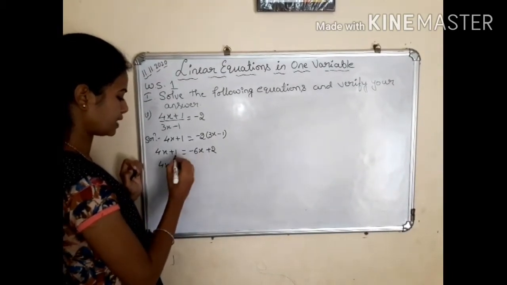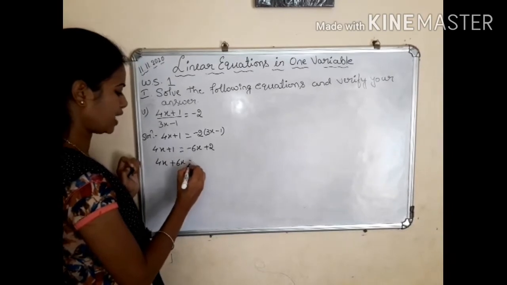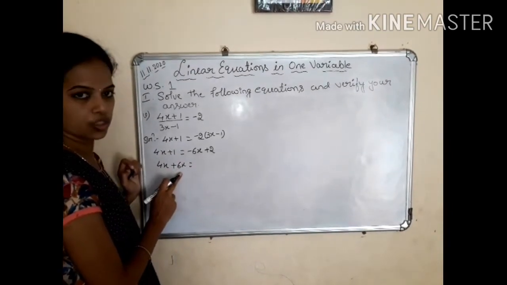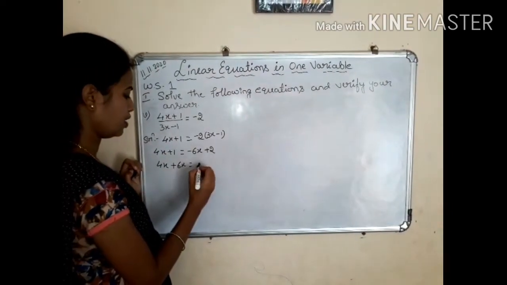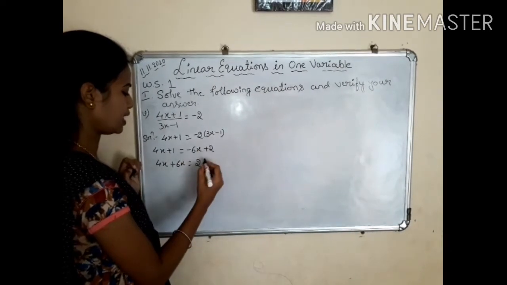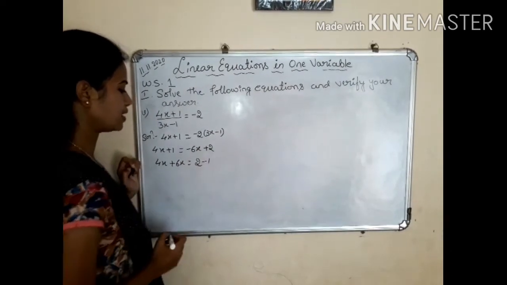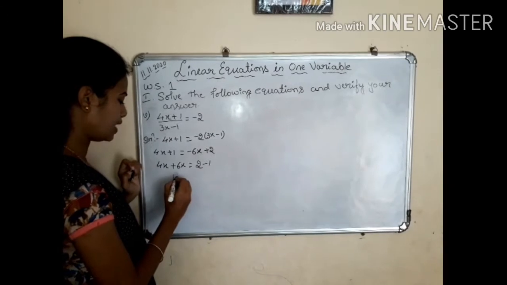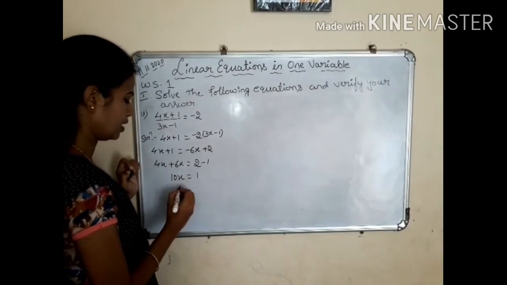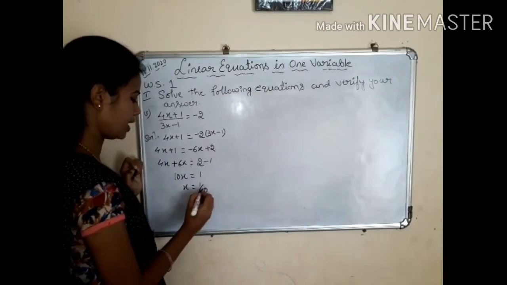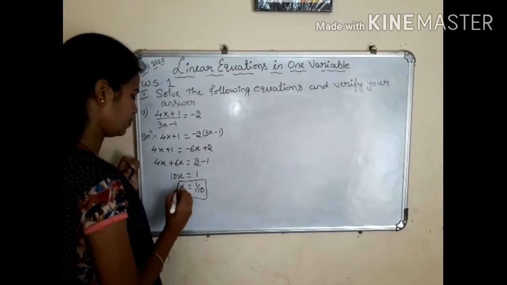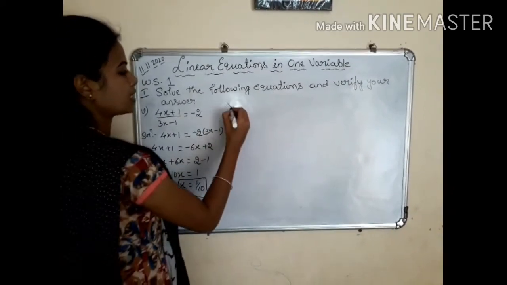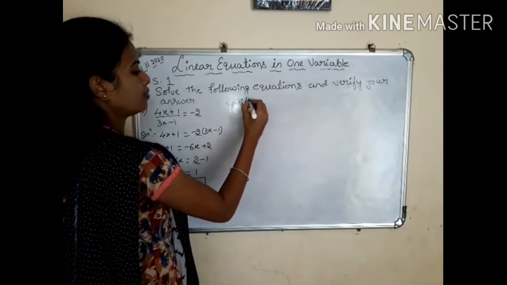4x minus 6x, if you take to the RHS side, it converts into plus 6x. 2 write as it is, plus 1 take to the RHS side, it becomes minus 1. 10x is equal to 1. x equal to 1 upon 10. This is the x value. Next, verification.